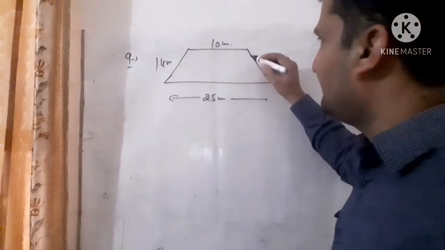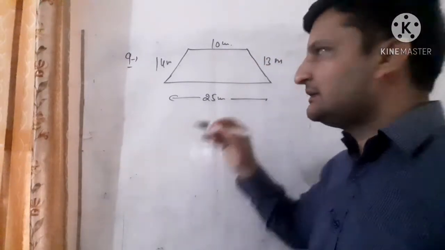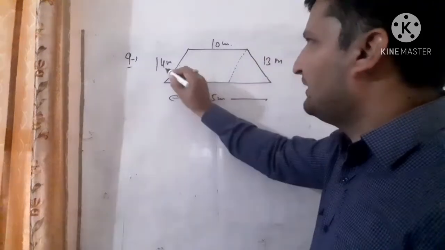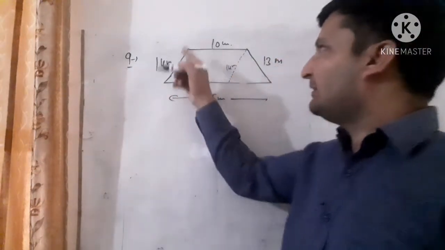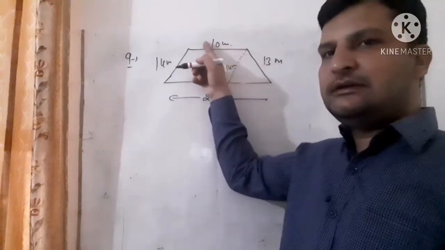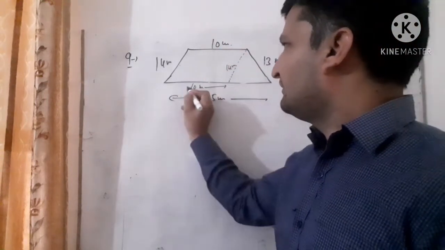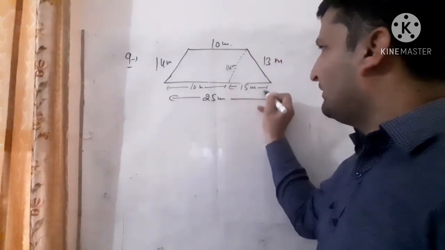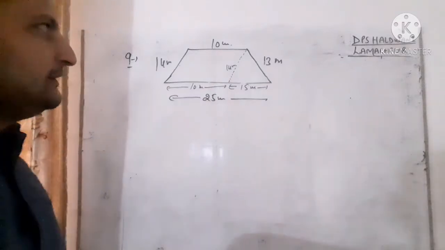So student, what we have to do? We can do it like this. In a parallelogram, we know that the opposite sides are equal. So we can construct a parallel line of 14 meter here. So students, this is a parallelogram. So if this is 10 meter, it is also 10 meter. And it will be 15 meter because total is given 25 meter. So student, now we can find it easily.